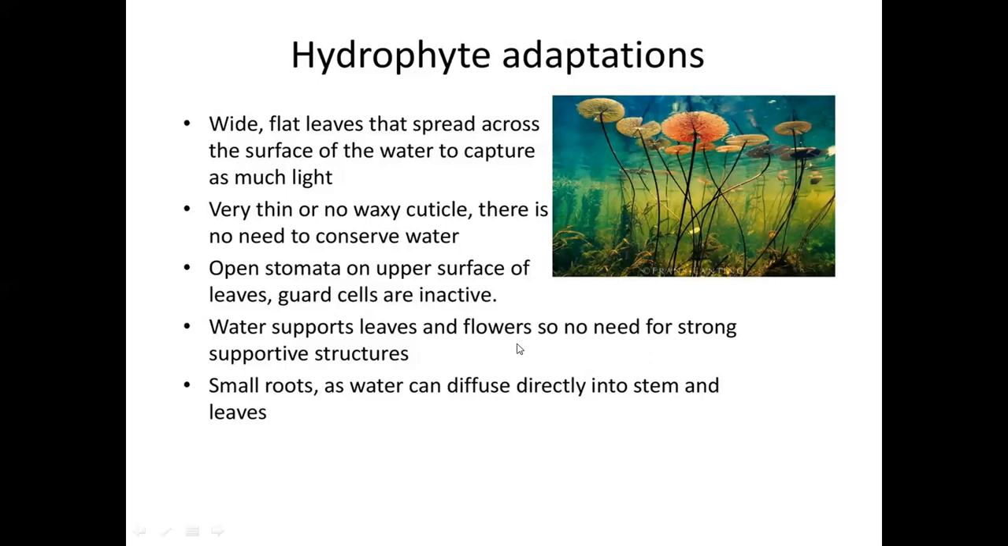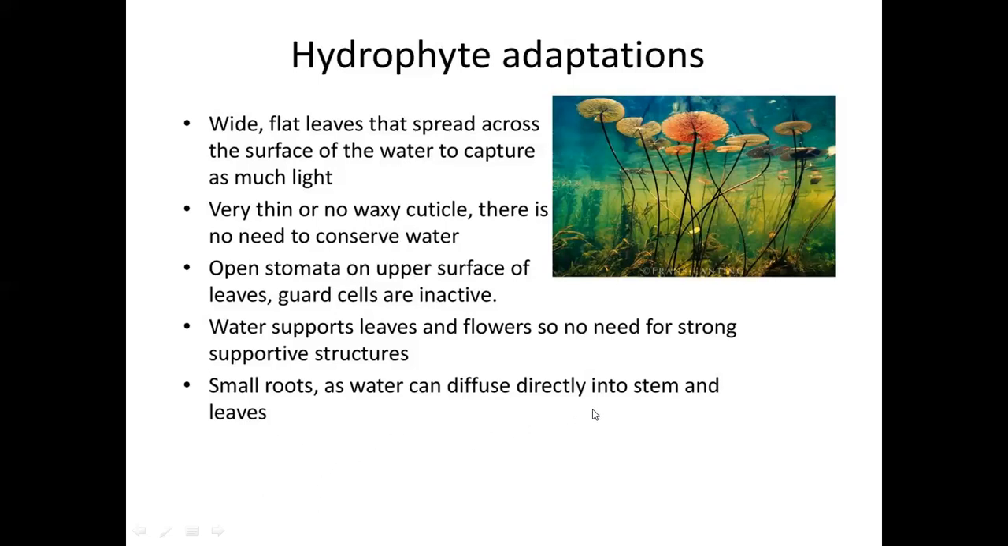And in such plants like Potamogeton, the stomata are present, but they are functionless. And water supports leaves and flowers, so there is no need for strong supportive structures. So their parts like roots and stems are all very tender. They appear very tender and thin, with small roots, as water can diffuse directly into stem and leaves. So these are the features.